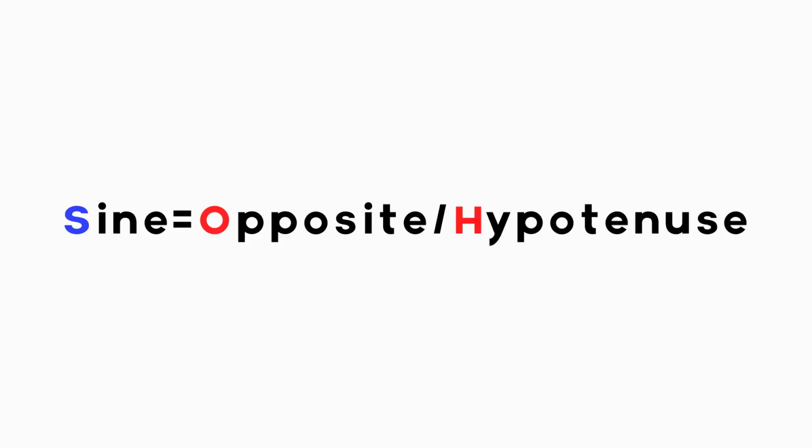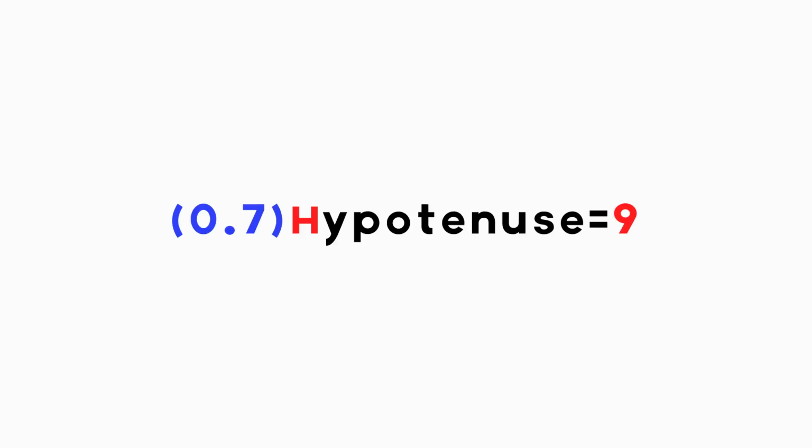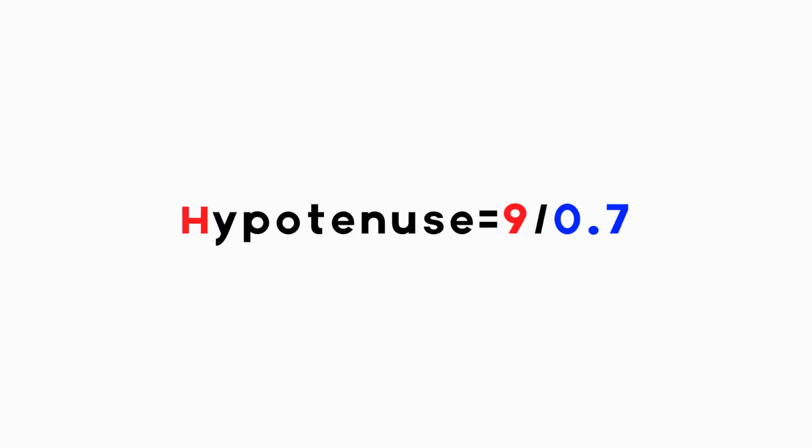We know the value of the sine of angle Z is 0.7, and we know the length of the side opposite angle Z is 9, so we can go ahead and solve for the length of the hypotenuse, YZ. The length of the hypotenuse is 12.86 according to these calculations.